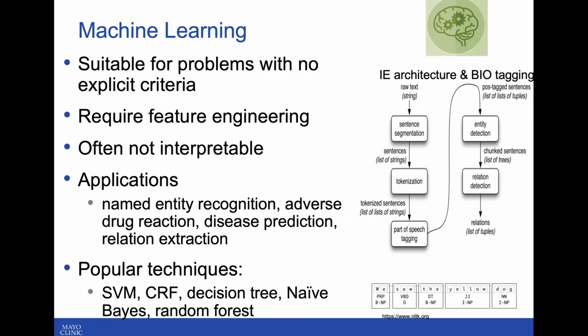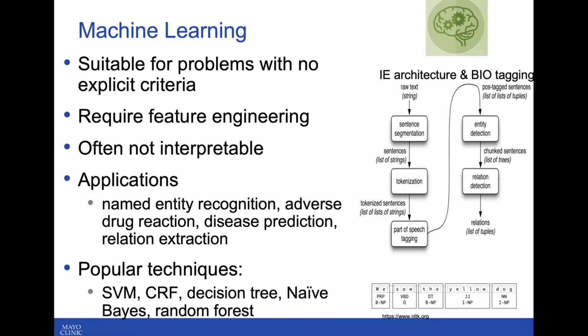But most traditional machine learning requires feature engineering, meaning that we need to identify variables and feed them into the machine for machine learning development. And often, traditional machine learning is not that interpretable, like a black box. So we don't know how a machine comes to a certain decision. There are some interpretable machine learners, like decision trees, but most traditional machine learning is not that interpretable.